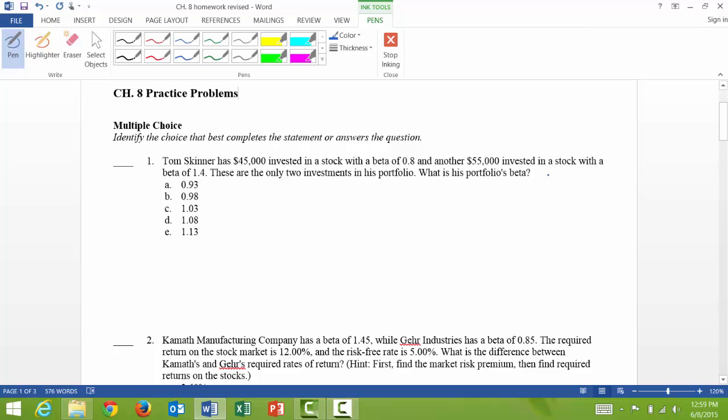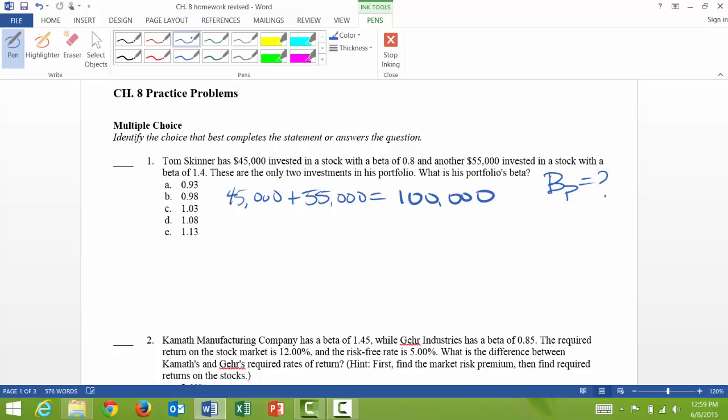So we're trying to find the beta of the portfolio. If you remember from the lecture, the beta for a portfolio is just a weighted average of the stocks in the portfolio. So the weights are determined by first adding the two sums of money together, $45,000 in the first stock plus $55,000 in the second stock, and that equals $100,000.